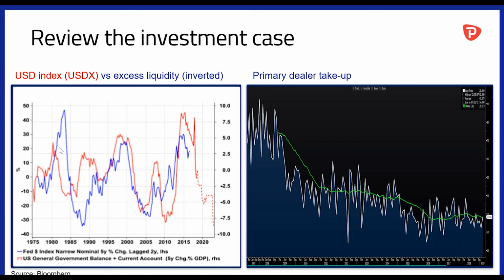You go to this chart here of what's happening with the trade deficit. That needs to be funded. Who's that funding going to come from? We can talk about primary dealer take up another time. But this correlation, which has been in place since 1975 with a 2-year lag, suggests there's downside in the US dollar. Is that going to be good for gold when it's mixed in with a US recession?